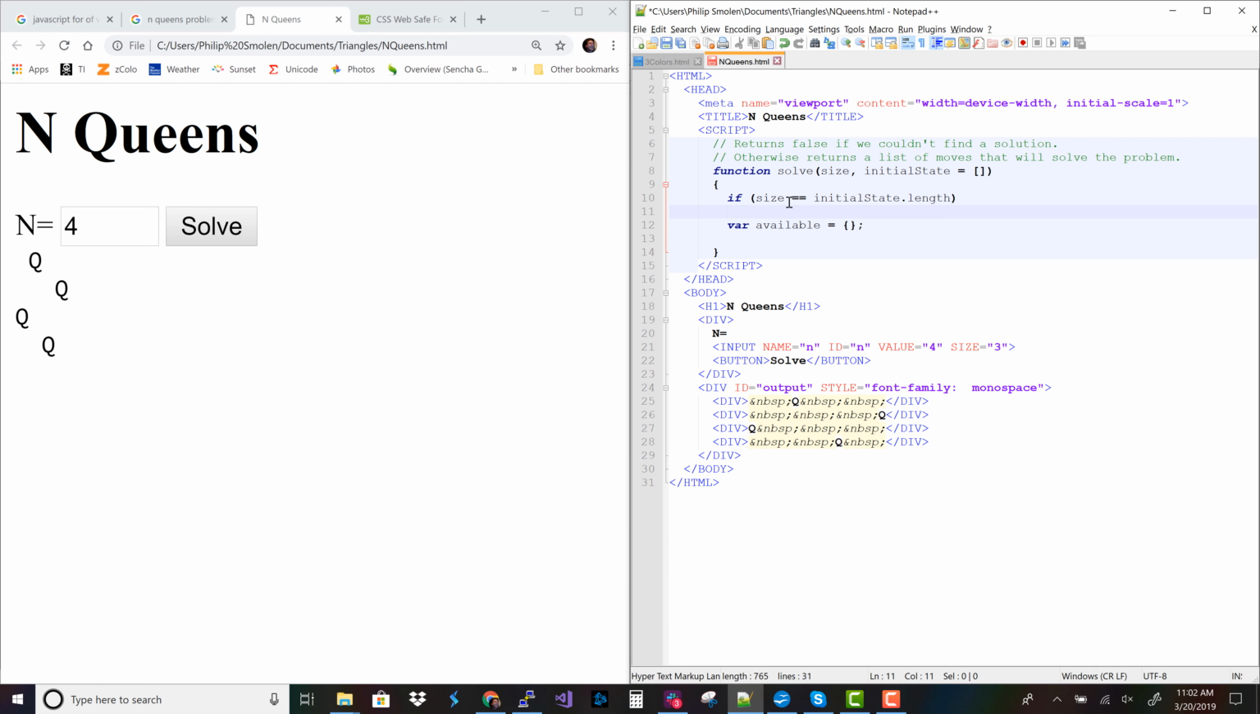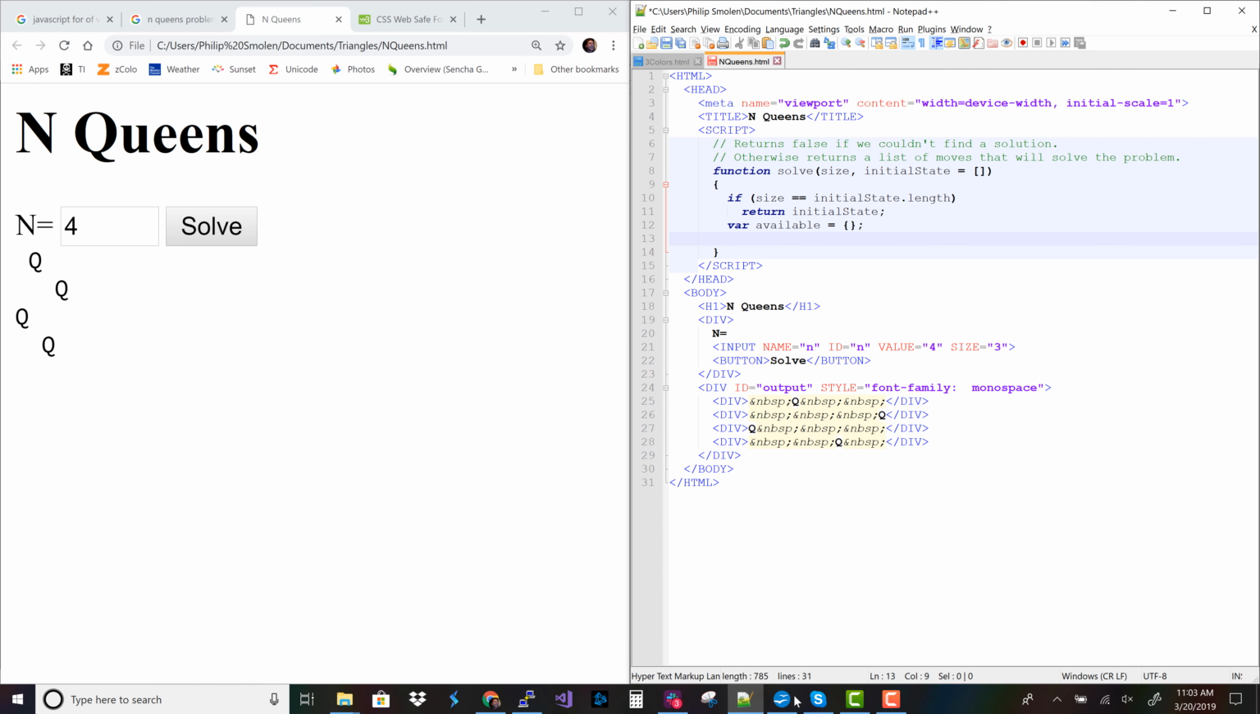But the important thing to see here is that if we try to solve something and we've already filled it all in, then we're done. Remember, we just keep calling this over and over, and at one point it's going to have to say enough. So if it's equal to the initial state, well, guess what? The initial state was the solution. So I'm going to say return initial state. Perfect.